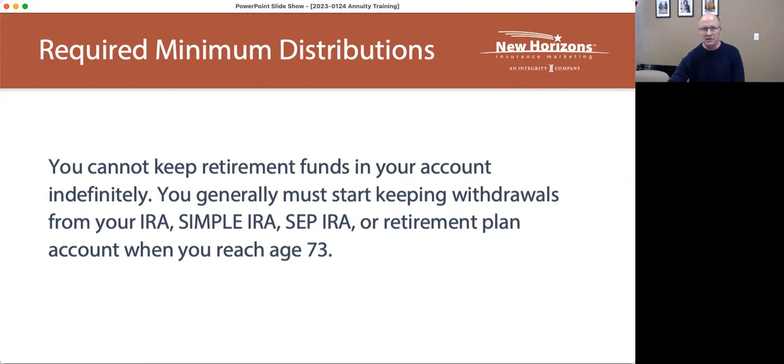That then moved up to age 72. And then recently, at the start of 2023, they've actually moved it back to age 73. So any money that a person has in a qualified account, a qualified annuity, they're going to have to start taking a portion of that out, to where it is going to be taxable income at that point.